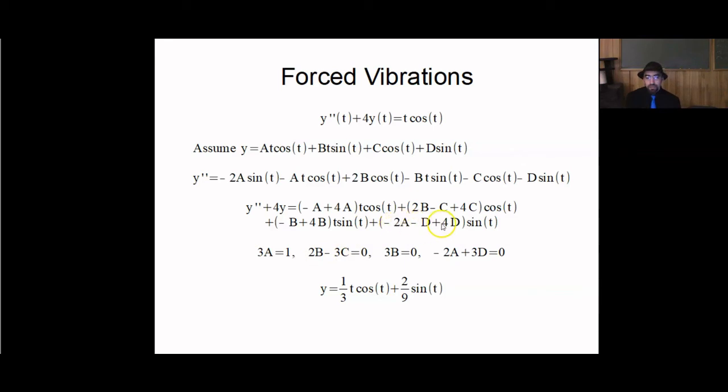And lastly, negative 2a plus 3d equals 0. We know that 3a equals 1, so a equals a third. d must equal 2/9. So I get y equals 1/3 t cosine t plus 2/9 sine t. And if you double check, if you take the second derivative of this function and add that to 4 times the original, you will get 1t cosine t and nothing else.